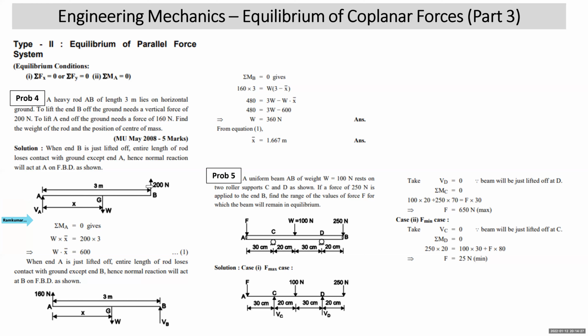End B is lifted off by 200 Newton force, entire length will lose contact. So no reaction between A and B. Only point A will be in contact with the plane, so normal reaction will come at A. Now he is not asking VA, you can take moment about A.